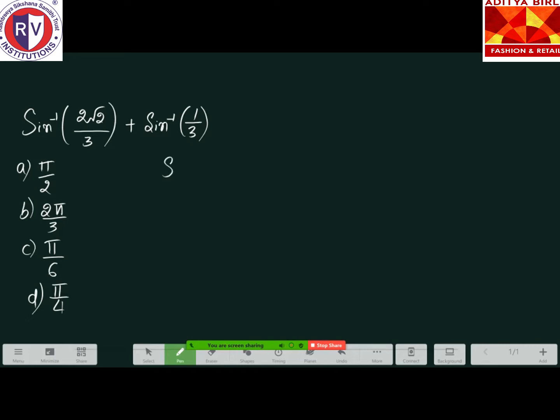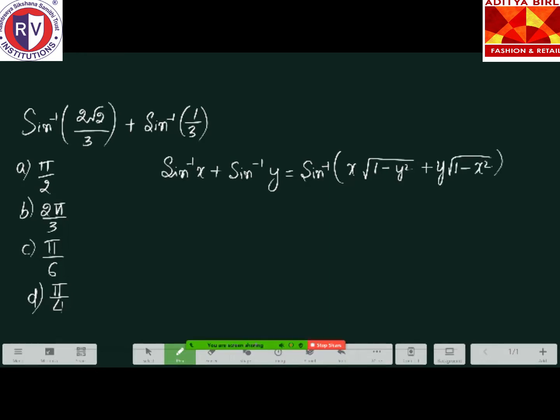Okay, so remember, sine inverse of x plus sine inverse of y will be given by sine inverse of x into root of 1 minus y square plus y into root of 1 minus x square. So easy to remember, right? Sine inverse x plus sine inverse y is given by sine inverse of x into root of 1 minus y square plus y into root of 1 minus x square.